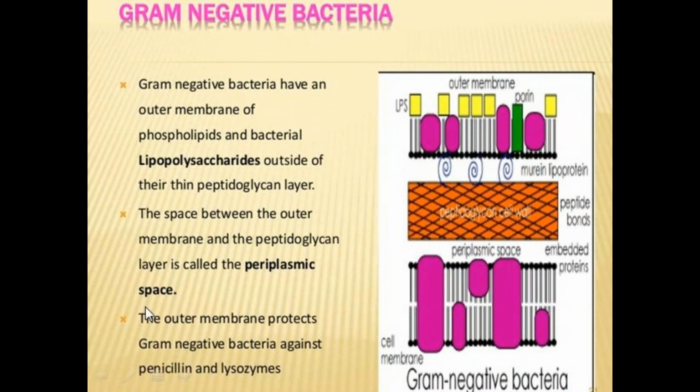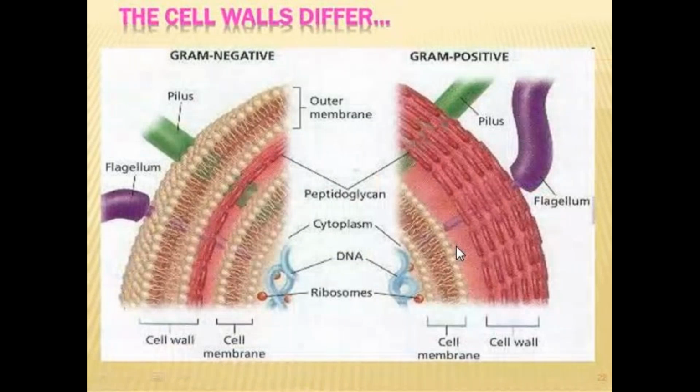Coming to the structure, this is the normal basic structure of a gram negative bacteria, and it contains mainly phospholipids and bacterial lipopolysaccharides outside of the peptidoglycan layer. It also contains a periplasmic space between the outer membrane and the peptidoglycan. This is the normal structure of gram negative bacteria. And this is the differentiation between the gram positive and gram negative.